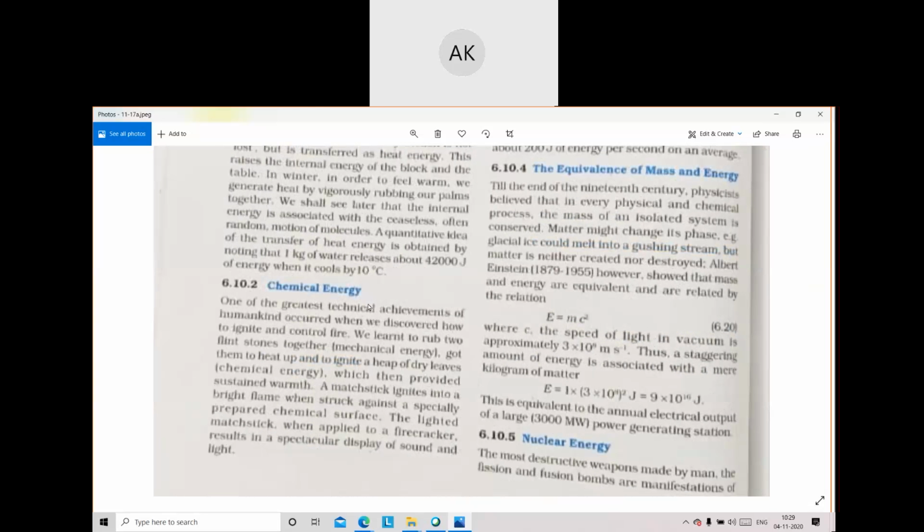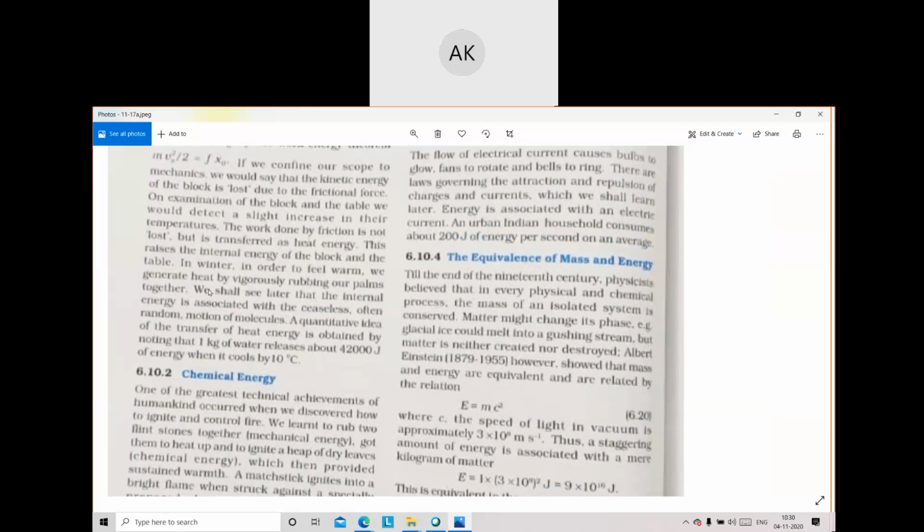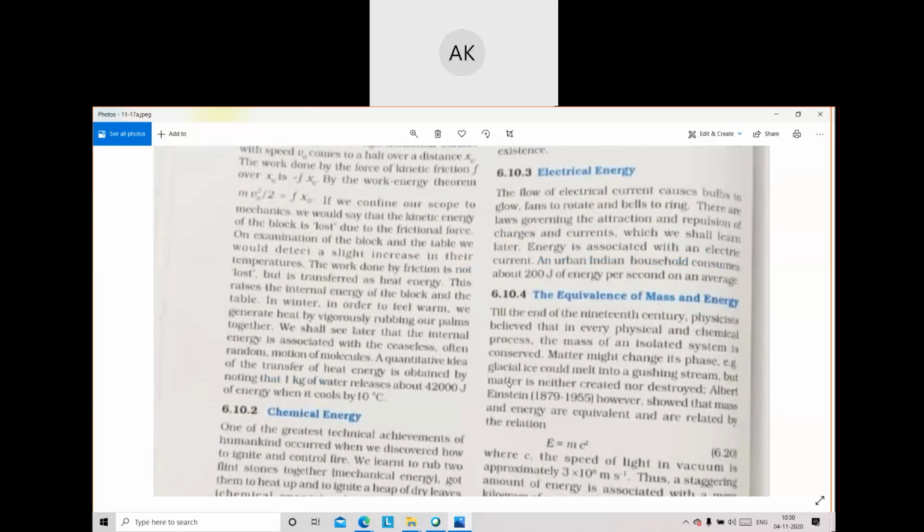Another one, chemical energy. Chemical energy, you can see, is due to a chemical reaction. A matchstick ignites into a bright flame when struck against a specially prepared chemical surface. We know that, so that is chemical energy. The lighted matchstick, when applied to a firecracker, results in a spectacular display of sound and light. That is also chemical energy. So just know what heat energy is, what chemical energy is, what electrical energy is. The flow of electric current causes bulbs to glow, fans to rotate, and bells to ring. So that is due to electrical energy.